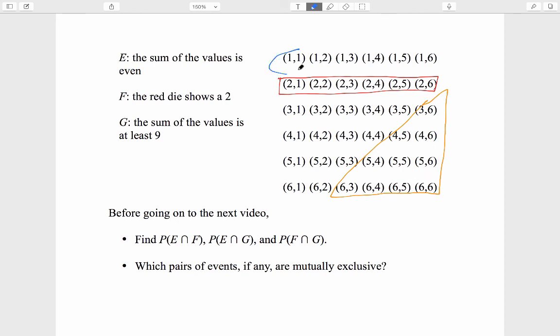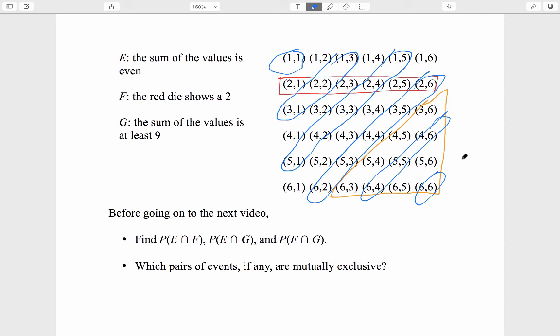E, the event that the sum of the values is even, can also be identified, although doing it in this visual way is a little bit more difficult. You have these diagonal collections of outcomes here, but this way of marking up the table does make it easy to figure out how many outcomes are in each of our events, and also how many outcomes are in their intersections. So before going on to the next video, find the probability of E intersect F, of E intersect G, and of F intersect G. And then which pairs of events, if any, are mutually exclusive.